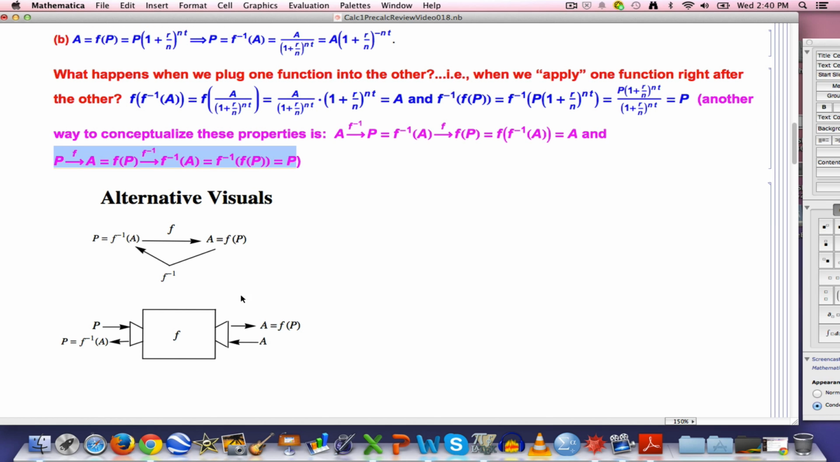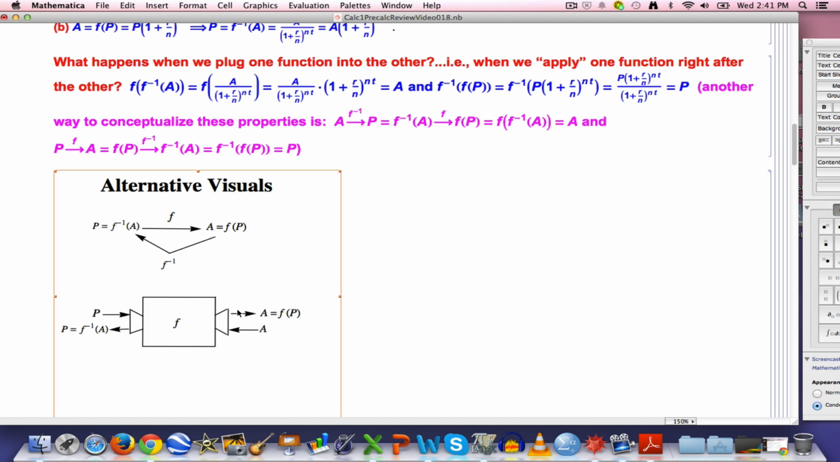Here are alternative visuals that are sort of more two-dimensional. There's this one right here that shows the fact that you can go around and around the diagram, and here you have the function machine picture of the situation. You can imagine maybe a crank attached to this box that's representing the function f. You imagine p going in from left to right. You turn the crank and out pops the value of a. You can stuff a back in the other way and turn the crank in the opposite direction to represent the inverse function to go the other direction. And then you can go back and forth to see these properties.